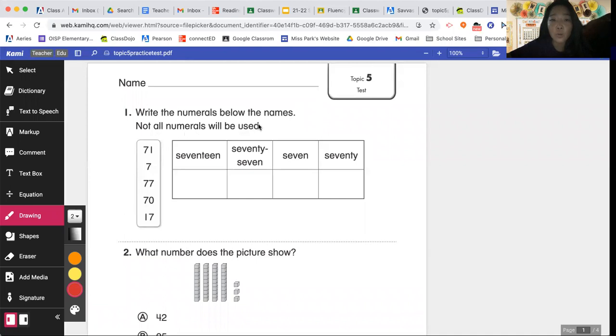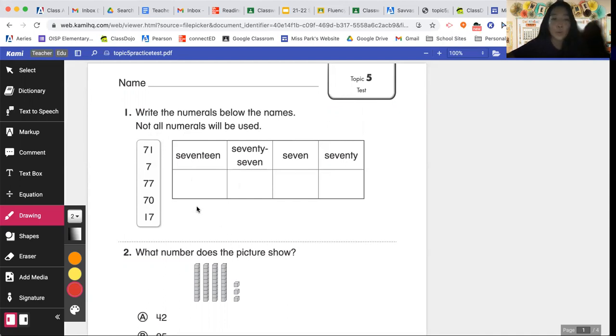Not all numerals will be used. So look at this, and then use these numbers to fill it in. Okay, pause the video if you need more time. I know it says test, but this is not your test. This is just a practice test. Your test is going to be a virtual test. I'll show you guys kind of what it looks like in class.